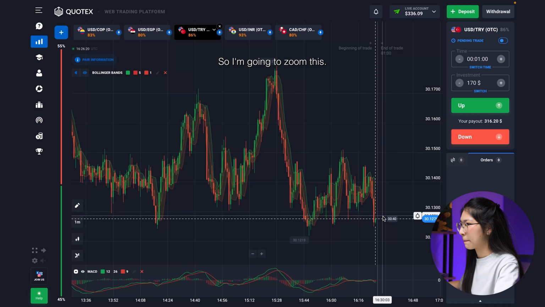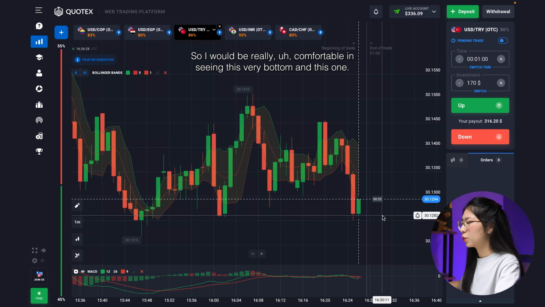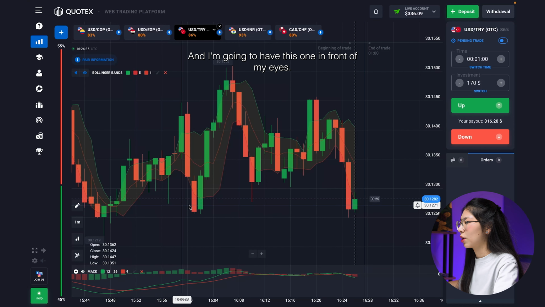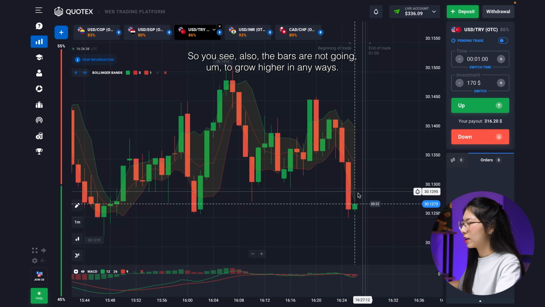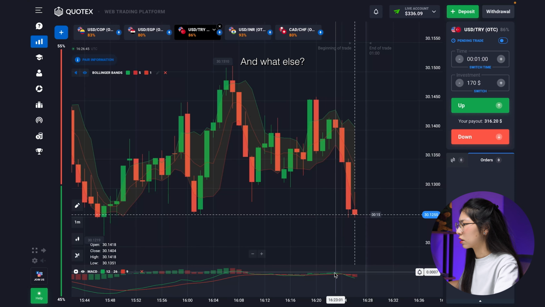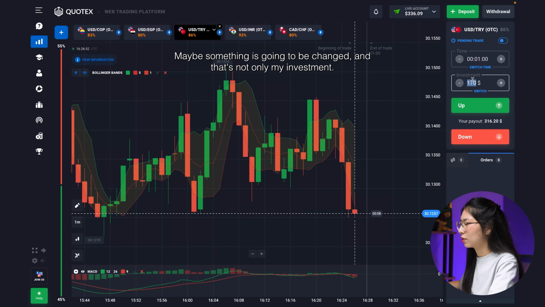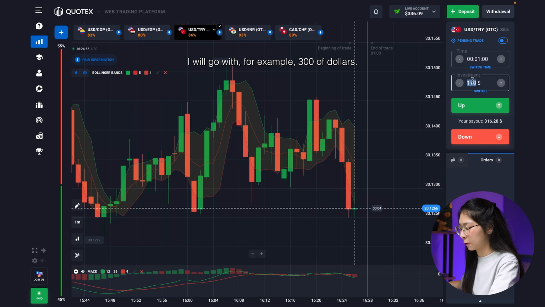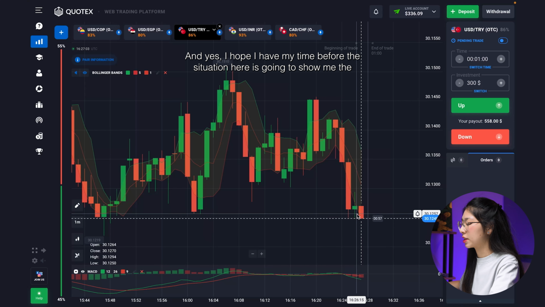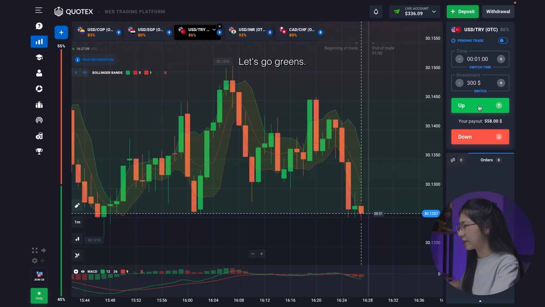I'm going to do this thing, and I would be really comfortable seeing this very bottom, this one, in front of my eyes. So you see, the bars are not going to grow higher in any way. What else? I think I have to go through my investment. Maybe something is going to change, and that's not only my investment. I will go with, for example, $300. And yes, I hope I have my time before the situation shows me the bears, so I will try my best. Let's go greens.